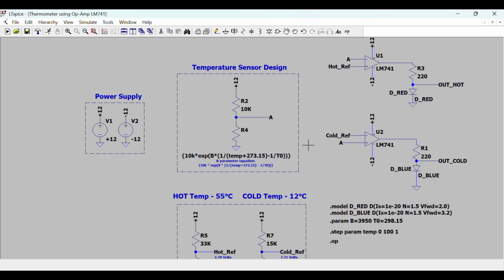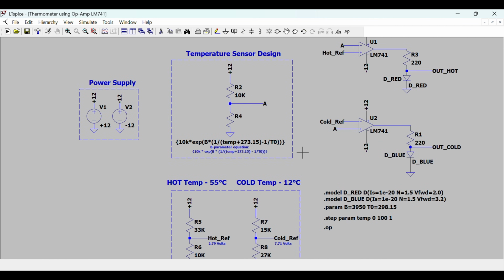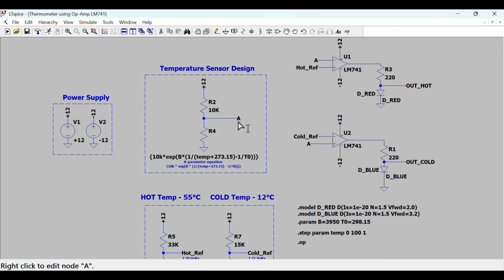At low temperatures, the thermistor resistance is high. Node A voltage is also high. At high temperatures, thermistor resistance decreases. Node A voltage also decreases. Therefore, temperature is converted into a voltage signal.